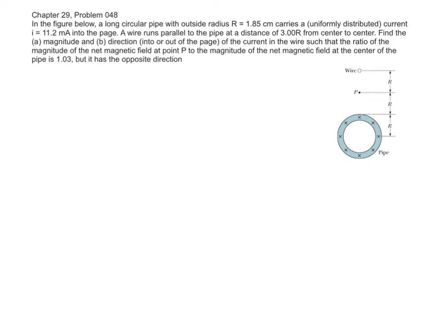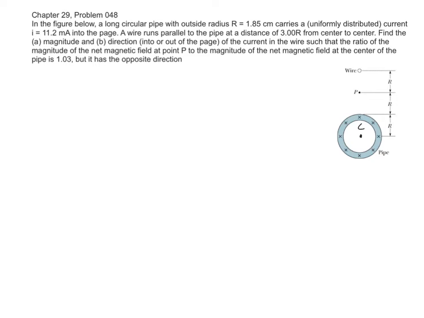So we're told that we have a wire and we have a pipe. We have current going through the pipe, entering into the page as implied by the picture, and we're asked to figure out what the current is in the wire. We need to determine it based on knowing that there is a certain ratio of magnetic fields at point P, which is labeled for us, and at point C, or at least that's what I'm going to call it, the center of the pipe here. And we're told that that ratio is 1.03, but opposite directions.